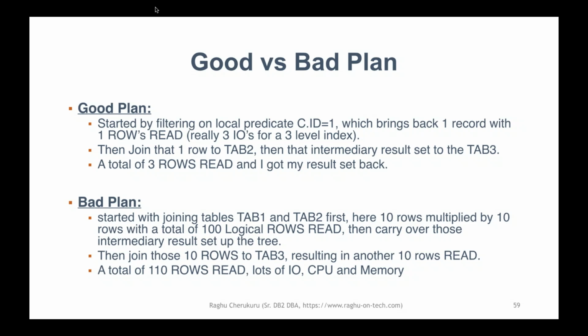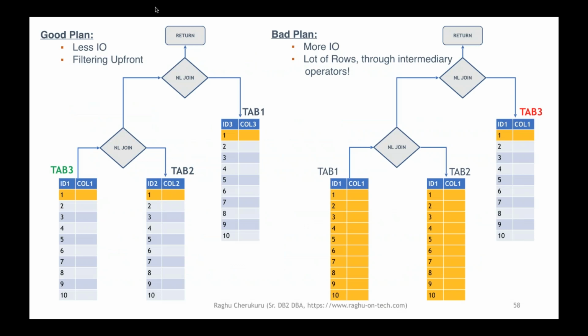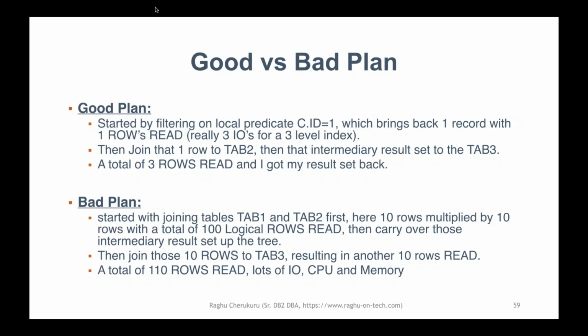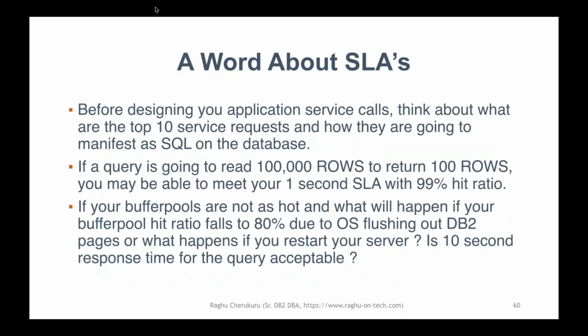Awesome. With the bad plan here on the right, I'm joining tables 1 and 2 first, 10 multiplied by 10, like 100 logical rows read, then carry over those as an intermediate result set. You might need a lot of temp space for that and a lot of memory. Then join those 10 rows to table 3, resulting in another 10 rows read. A total of 110 rows read, a lot of IO, CPU, and memory. Which is really bad.